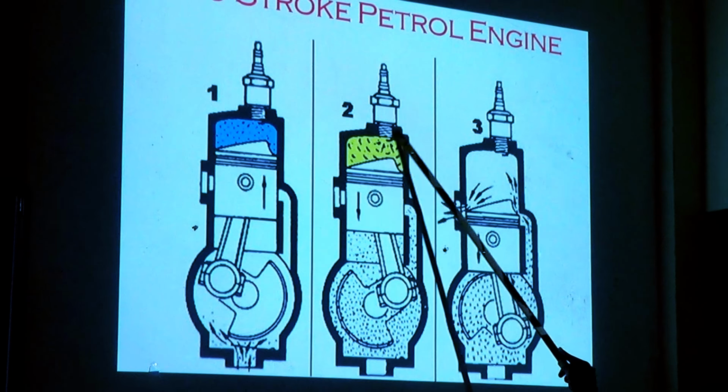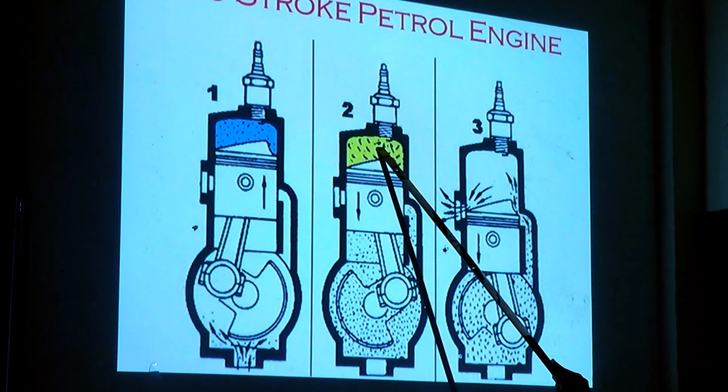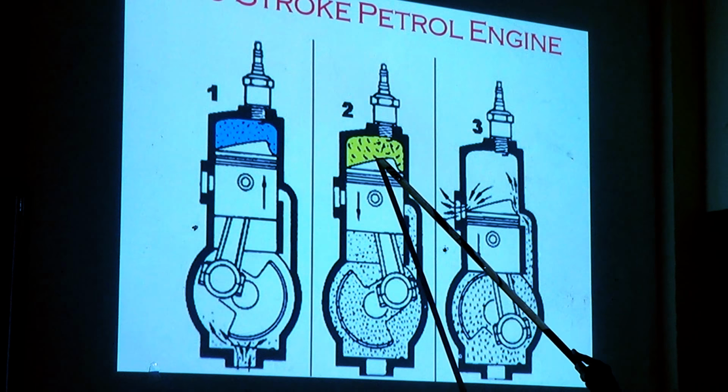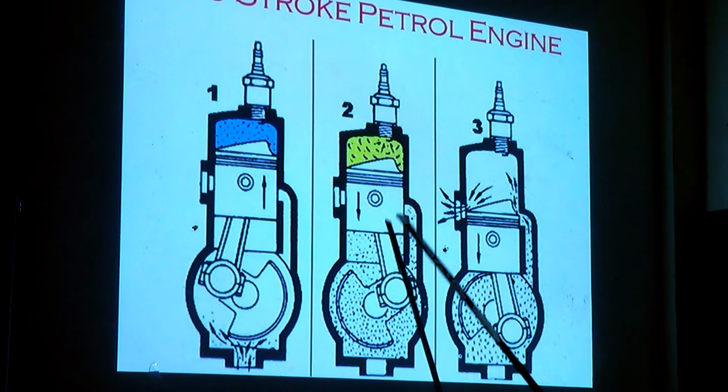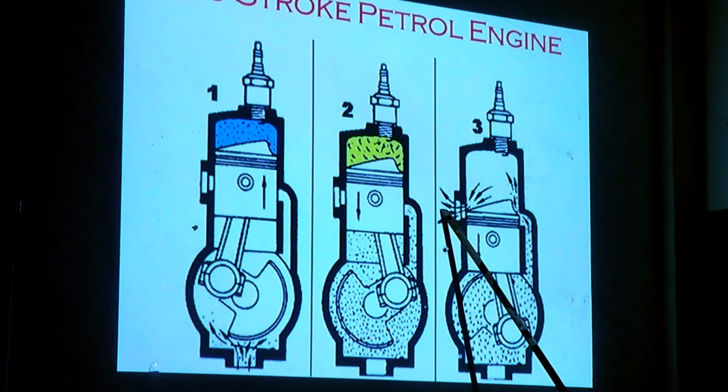So this is compressed charge. The yellow color indicates compressed charge. When spark occurs here, the high pressure will be generated. Because of high pressure, piston will be moving down. While moving down, the exhaust port will get open here. So exhaust port gets open here.